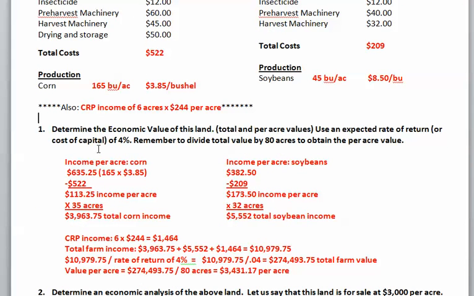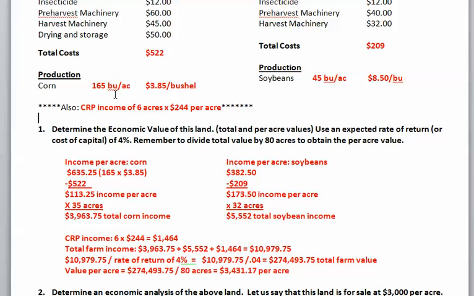Okay, so first problem, determine the economic value of the land. I want to find the total and the per acre value. We use an expected rate of return or cost of capital. We can arbitrarily choose this, but I choose a cost of capital of 4%. Another way of looking at it is an interest rate. And then we're going to divide the total value by 80 acres to obtain a per acre value. So that's pretty common sense. But anyway, let's look at the corn analysis.